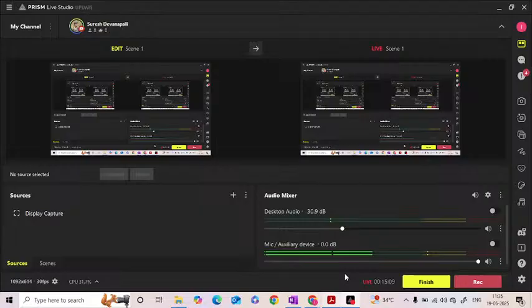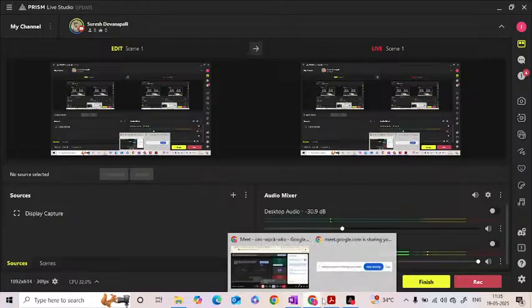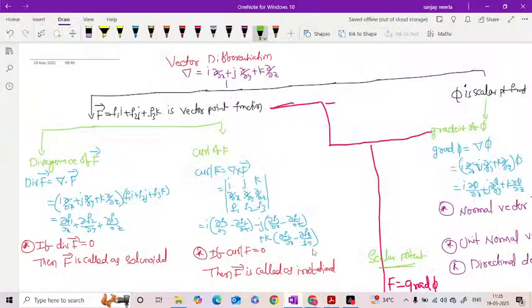Okay, so now I will stop. In the next class we will start vector integration. First of all we will discuss line integral, surface integral, volume integral, plus three theorems: Green's theorem, Stokes theorem and Gauss theorem. I think we will complete vector integration within 6 classes.